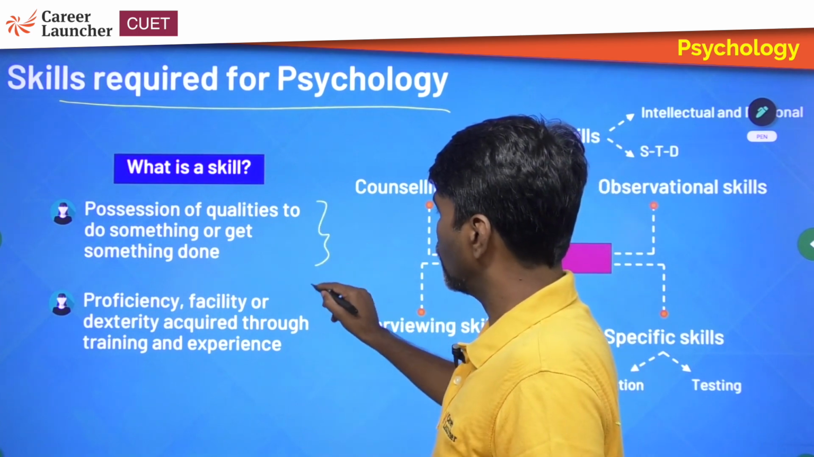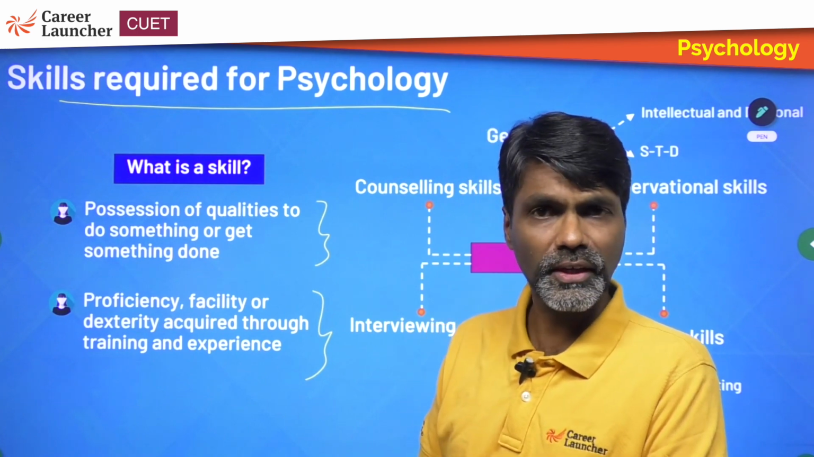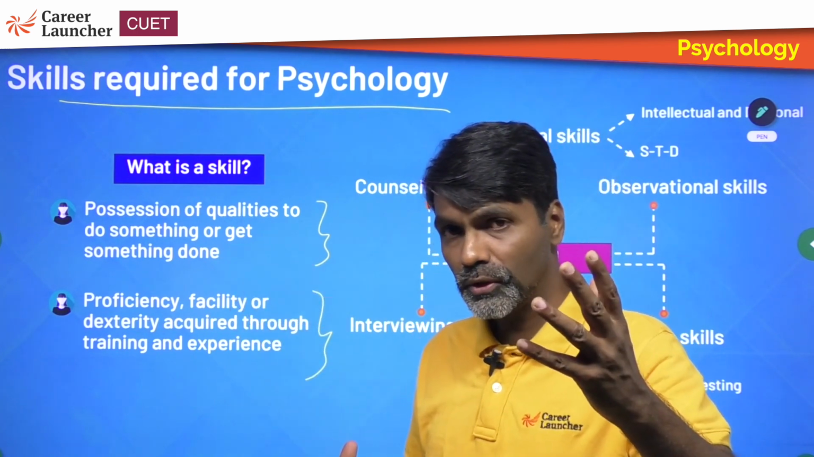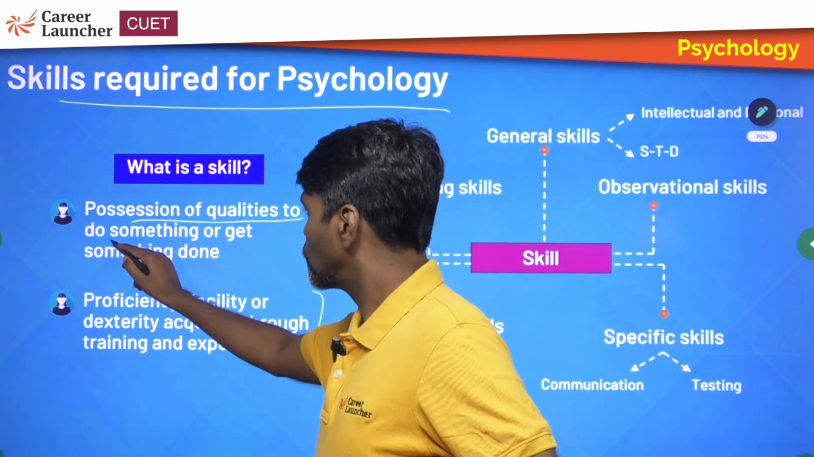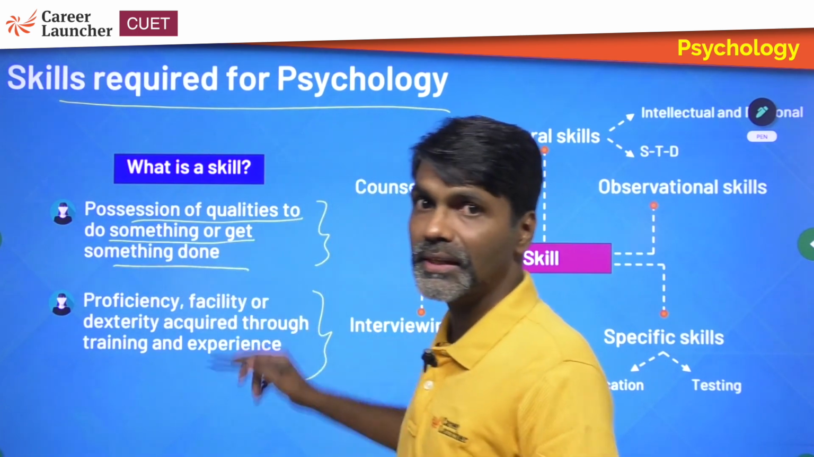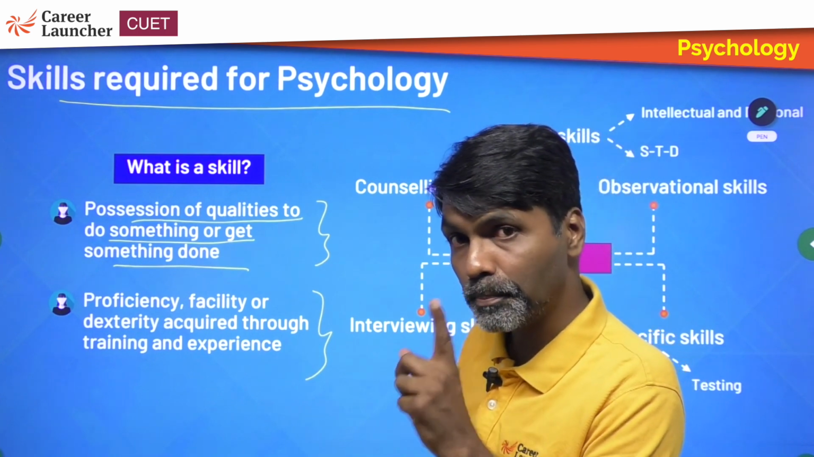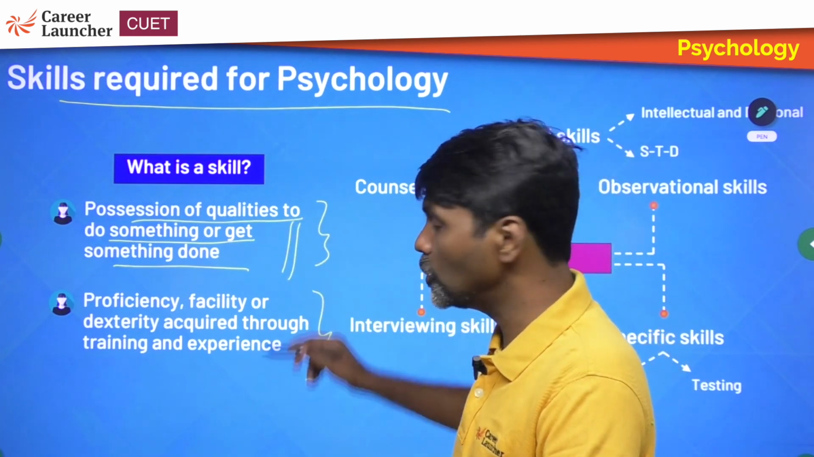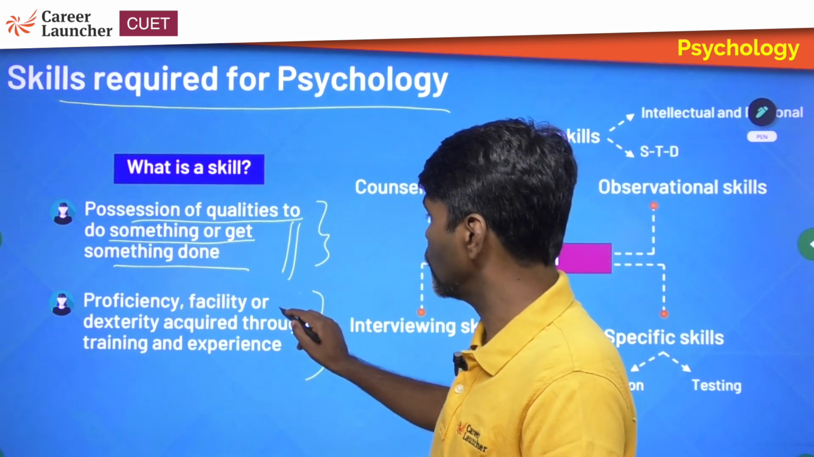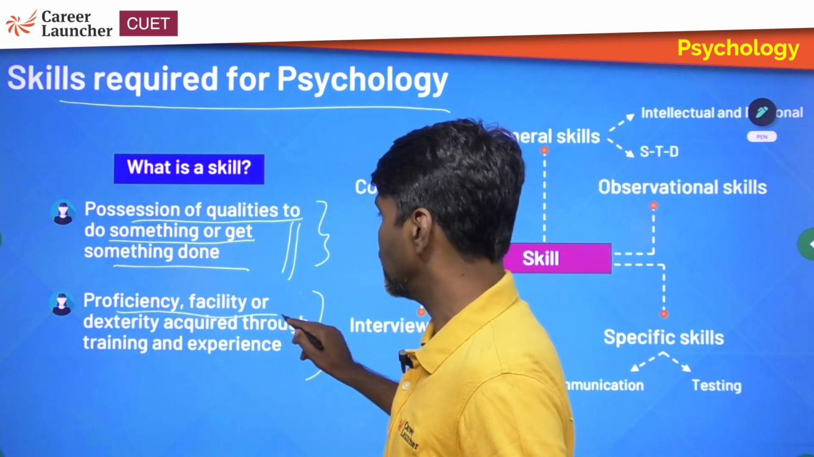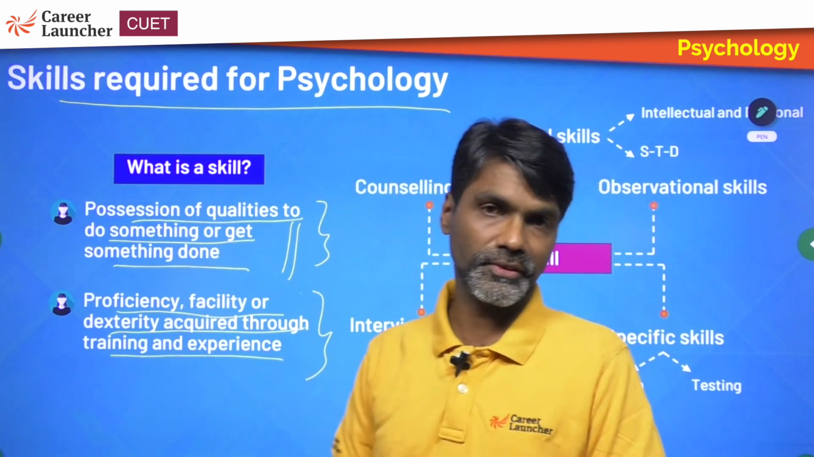And before that, how do you define a skill? We keep using skill, aptitude, attitude. What is a skill? Skill is possession of qualities to do something or to get something done. Okay? Pay attention to this. Like I mentioned to you, this definition is important. It could come in the MCQ. The other way of looking at it is proficiency, felicity or dexterity acquired through training and experience.